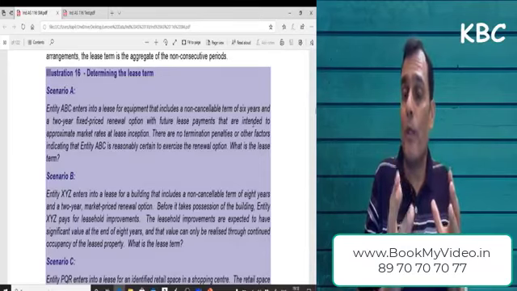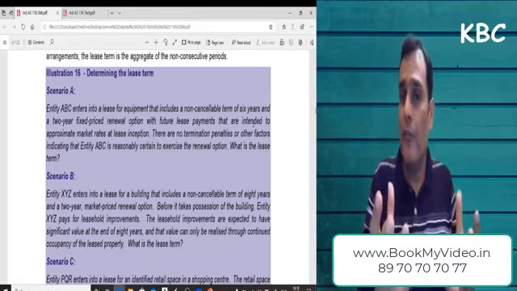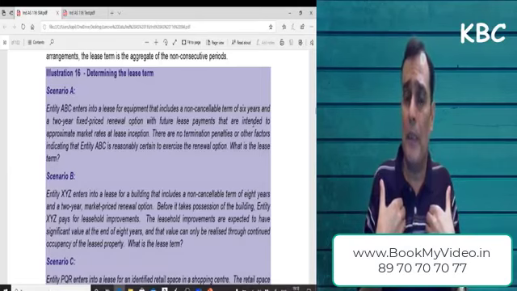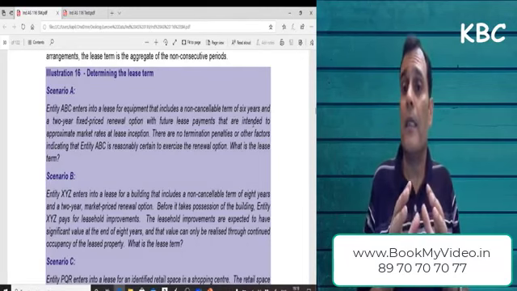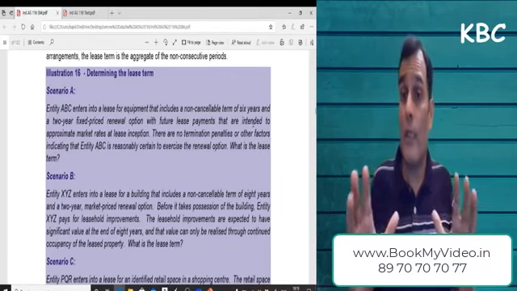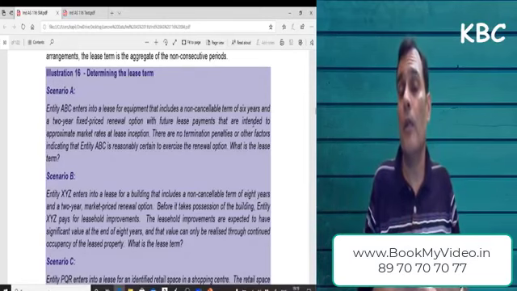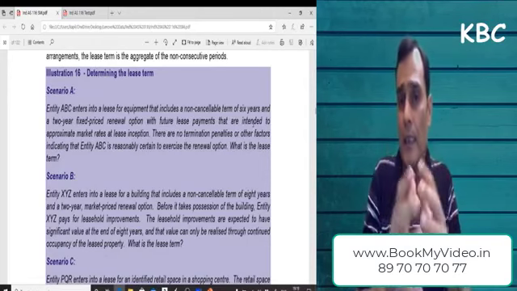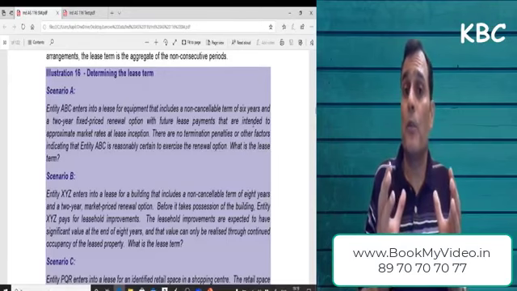So para number 19 is saying what? You would consider the renewal period as a part of the lease term if you feel that the lessee has got some economic incentive. If somebody is going to charge me market rates for the renewal period, I don't see that I am incentivized. Then he adds further, there are no termination penalties or other factors indicating that ABC is reasonably certain to exercise the renewal option. He says, I don't see any factors indicating the certainty that he will exercise. So there is no reasonable certainty. The lease term is supposed to be 6 years.